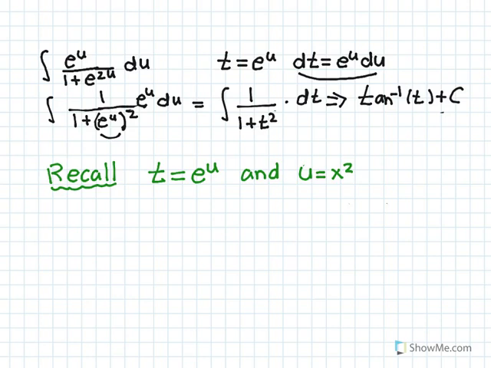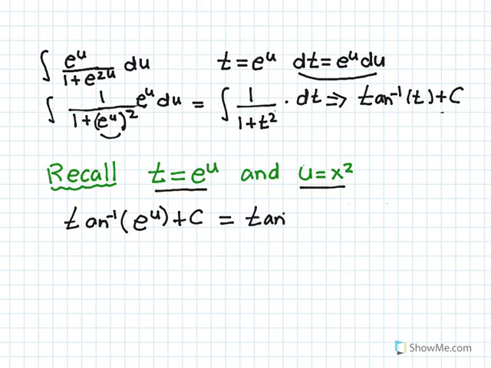But now we have to return to the original variables. We know that t is equal to e to the u and u is equal to x squared. So let's reverse everything. We get tan minus 1 of t, which is e to the u, plus c. And now placing u back in, we get tan minus 1 of e to the x squared plus c.